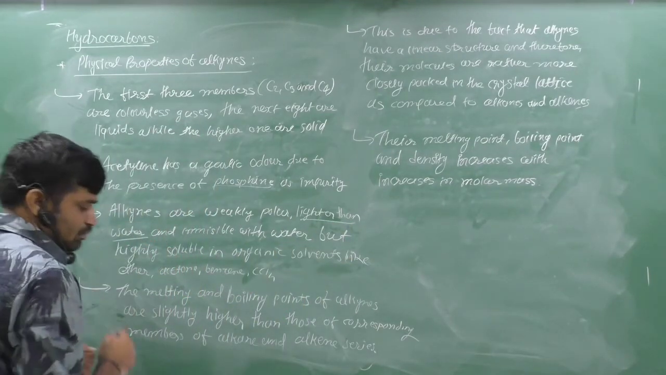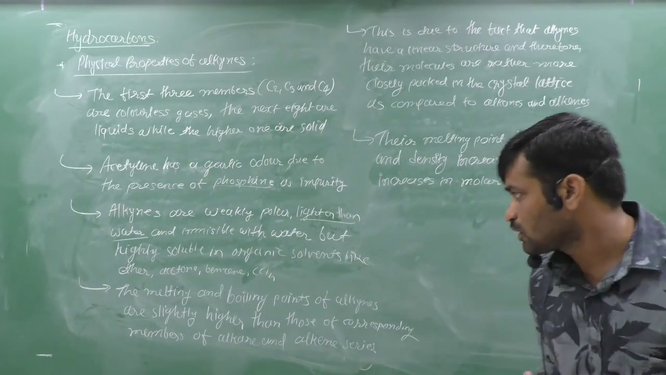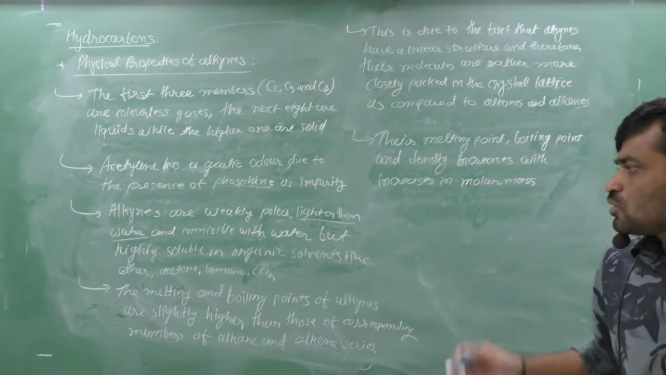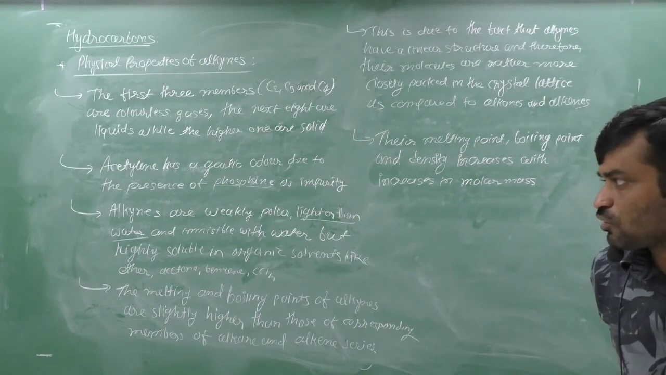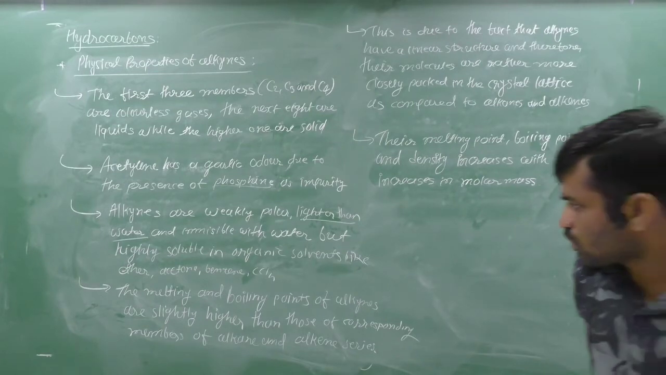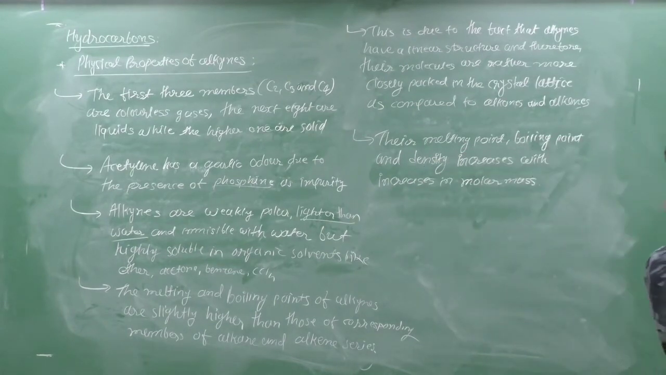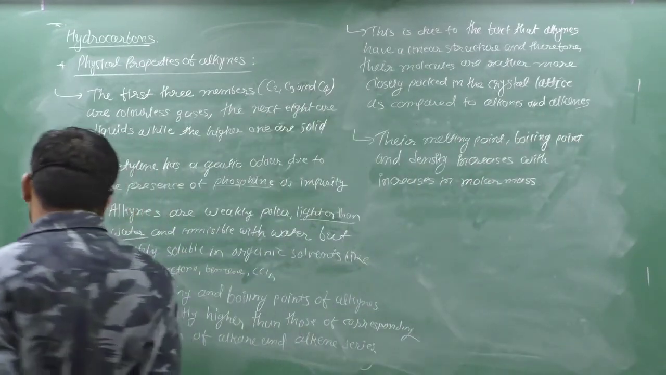Lighter than water, meaning their density is less than water. Immiscible with water, meaning we cannot dissolve alkynes in water, insoluble in water, but highly soluble in organic solvents like ether, acetone, benzene, CCl4. Alkynes are weakly polar, there is no strong polarity. Weakly polar, lighter than water, insoluble in water, but highly soluble in organic solvents like these.